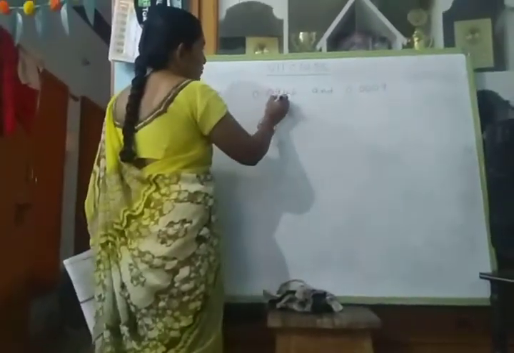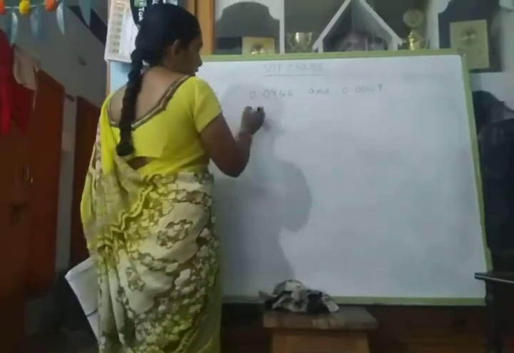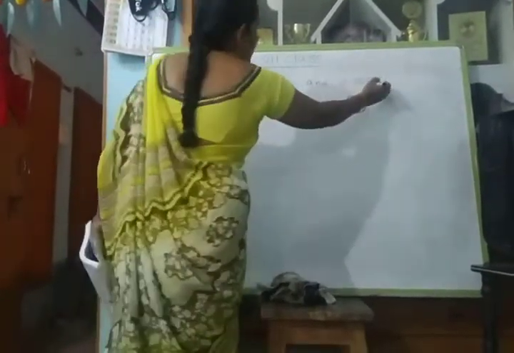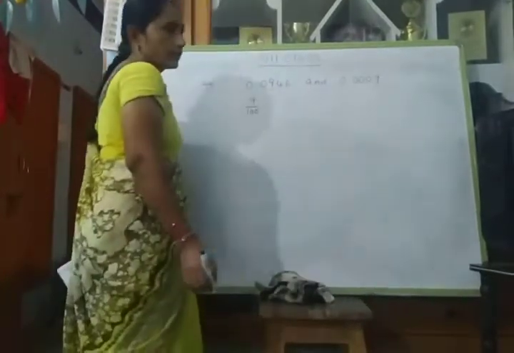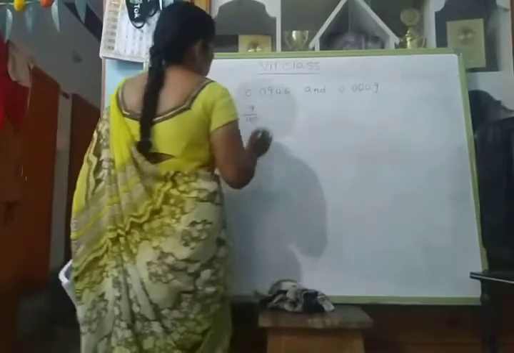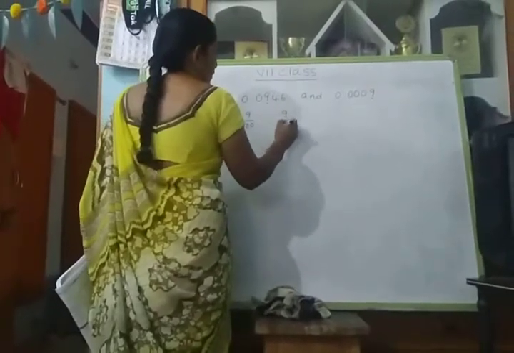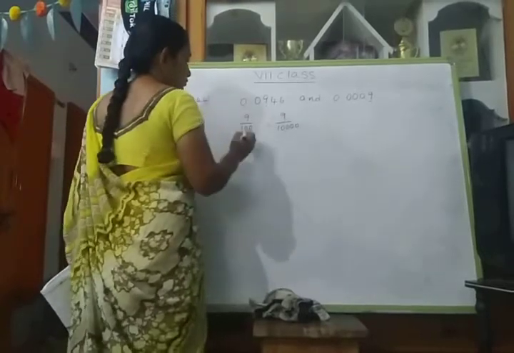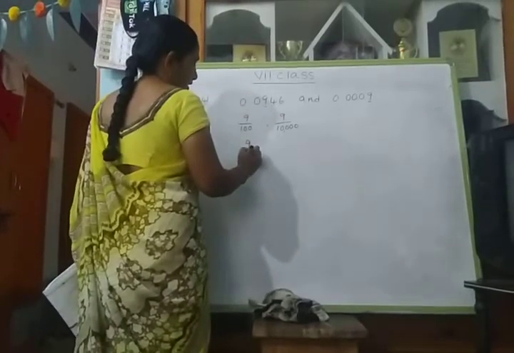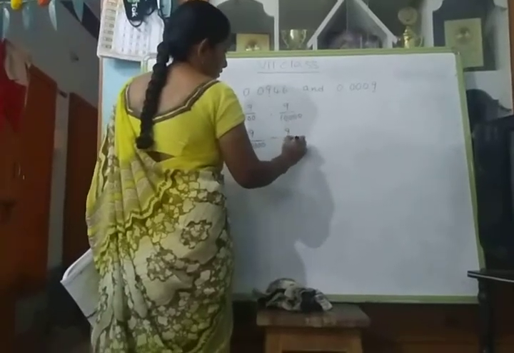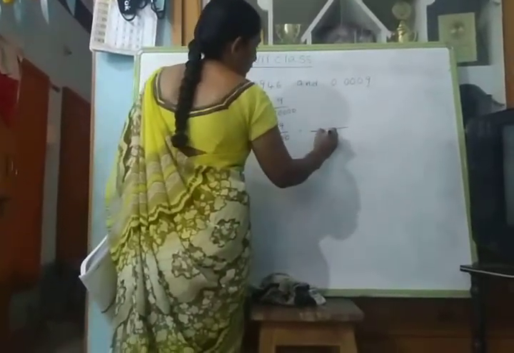What is the place value of 9 here in this number? 9 by 100. What is the place value of 9 in this number? See here, tenths, hundredths, thousandths, ten-thousandths. 9 by 10,000. So their difference we have to find. 9 by 10,000 minus 9 by 100. What will you get?